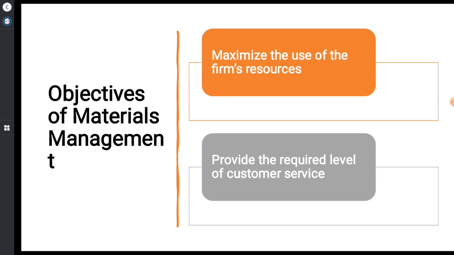And this means that we should be able to provide the customer the right quality, quantity, at the right time and the place, and also at fair or reasonable prices. So again, the two main objectives are to maximize the use of resources. This is achieved through manufacturing planning and control, through eliminating waste from our system, and the second objective is to provide the required level of customer service.